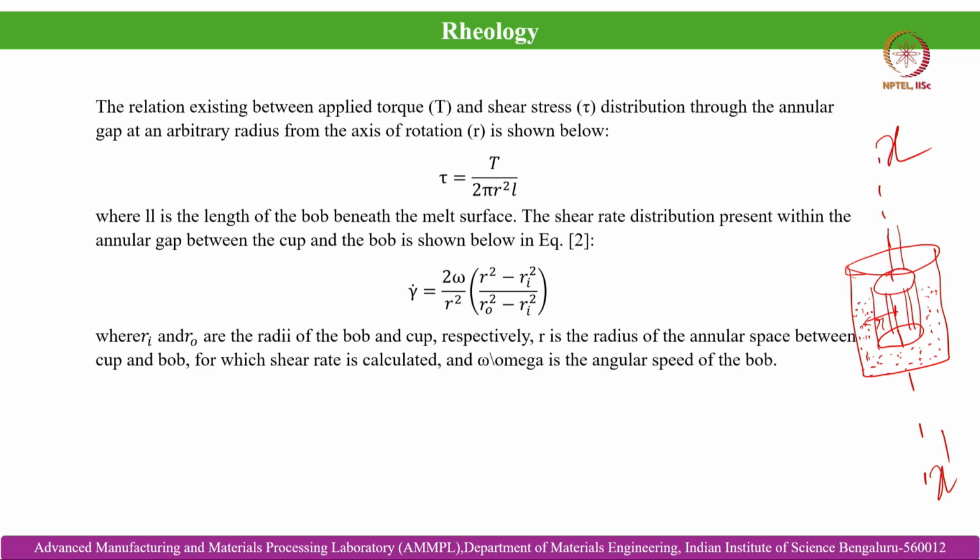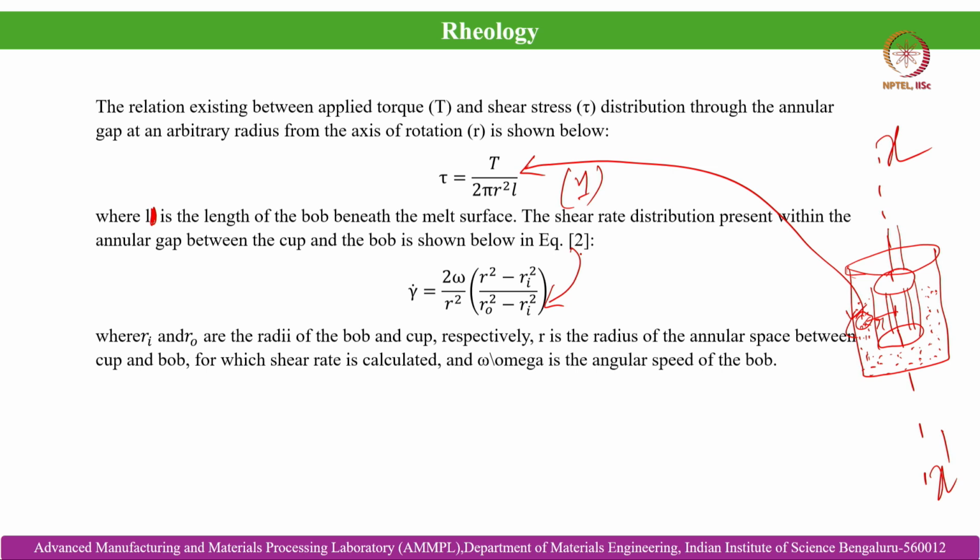So, the shear stress tau at this point we can determine from this expression, that is tau is equal to applied torque T by 2 pi r square L, where L, please correct it, is the length of the bob beneath the melt surface. The shear rate distribution present within the annular gap between the cup and the bob can be expressed as the below equation. So, this is equation 1. So, this is equation 2.